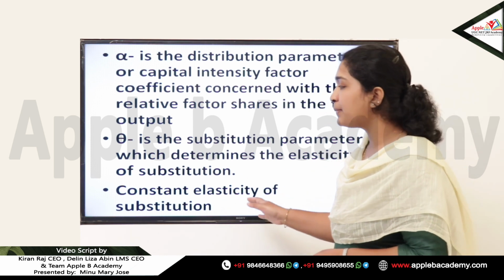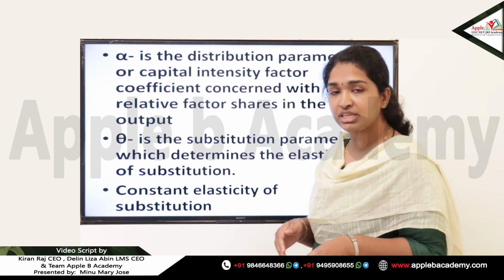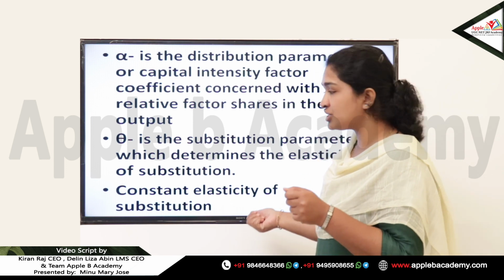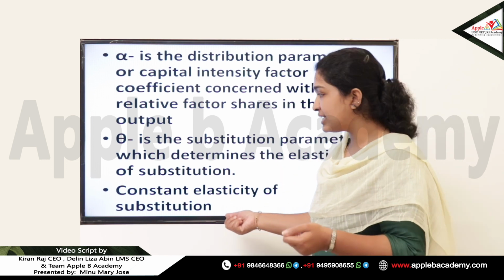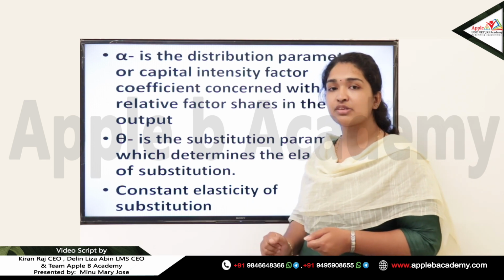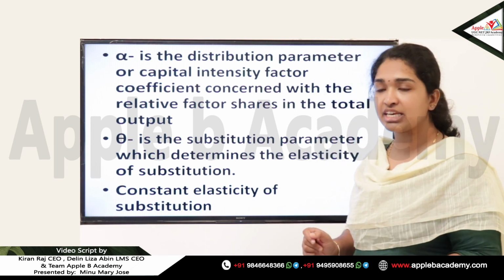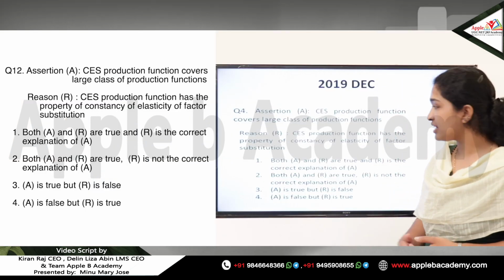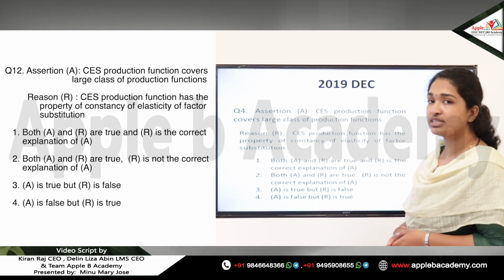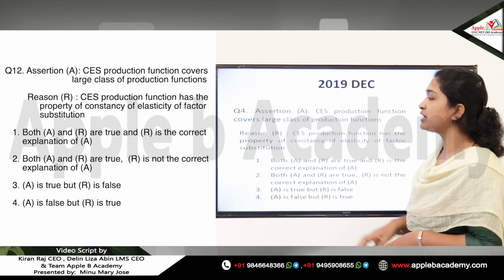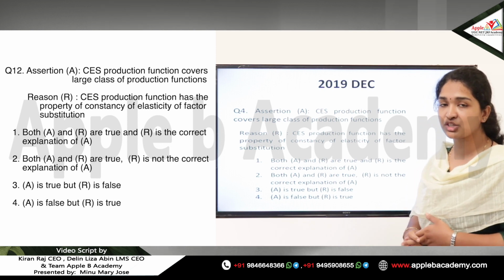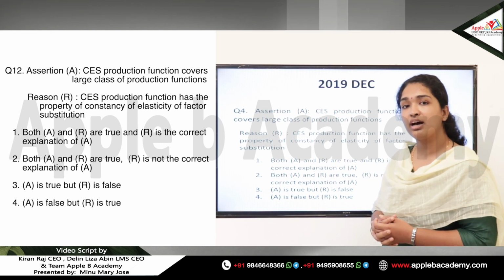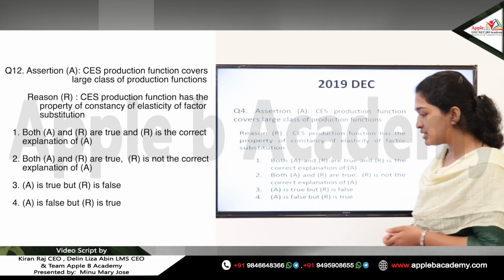and the value of theta determines the elasticity of substitution in this particular production function. Another important assumption or property of the CES production function is the constancy of the elasticity of substitution. The elasticity of substitution is constant here, even though it is not exactly equal to 1. The elasticity of substitution is constant in the case of a CES production function. And that is why we had the answer that both A and R, that means assertion and reason, are true, because of this constancy of elasticity of substitution, which is an important feature of the CES production function.